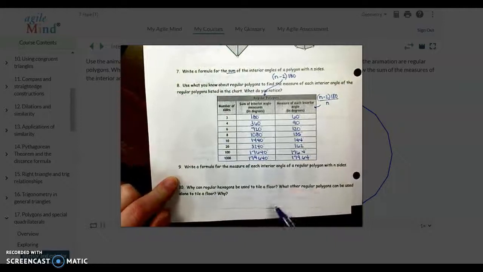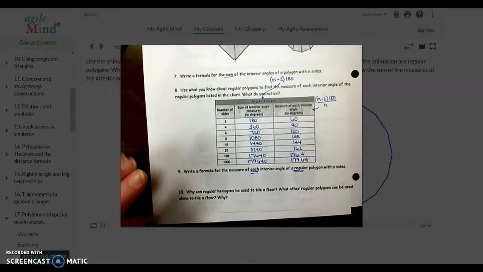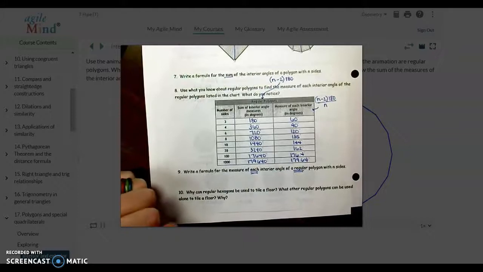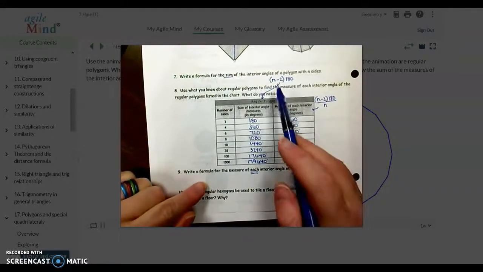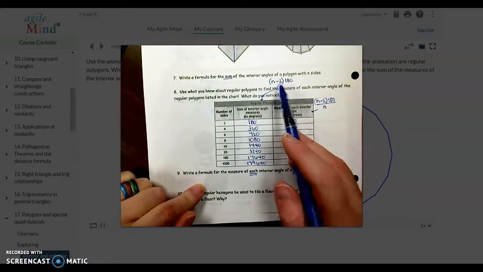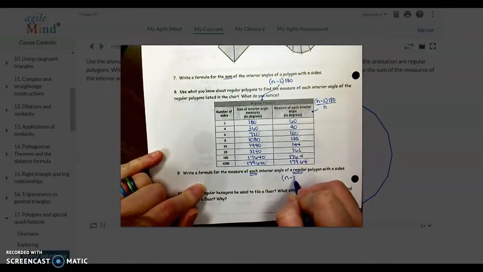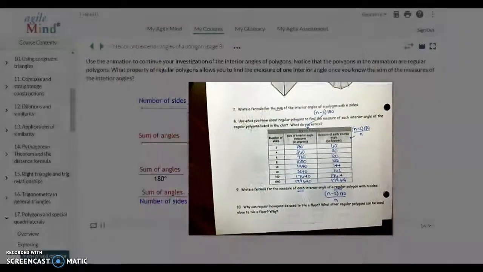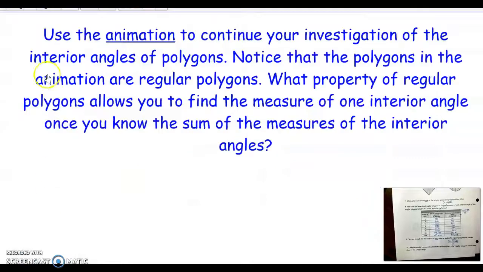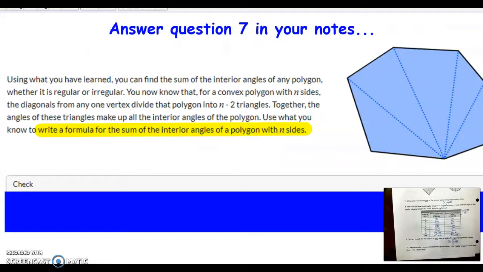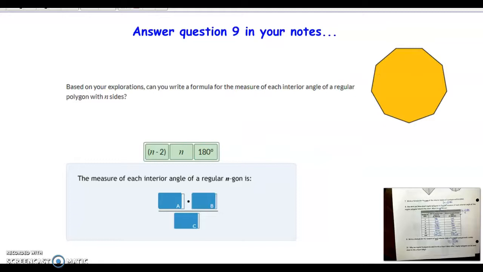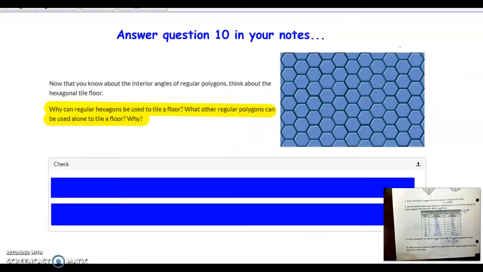So we already did number 9 in our notes. It says write a formula for the measure of each interior angle of a regular polygon. Remember, we can only do that for regular polygons because with irregular, all the angles would potentially be a different measure. So we already said our sum is n minus 2 times 180, and we have to take that sum and divide by the number of sides to get each angle measure. So that is the formula that you should have on number 9.